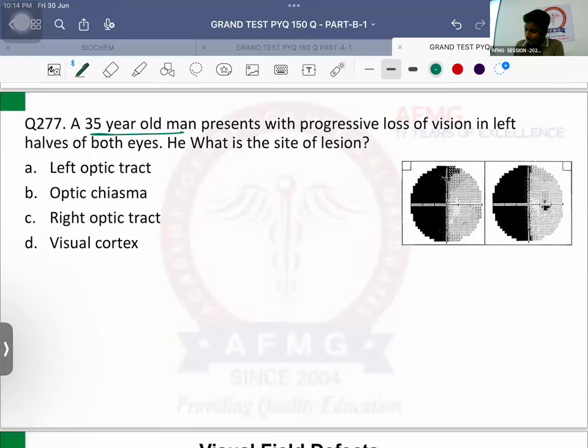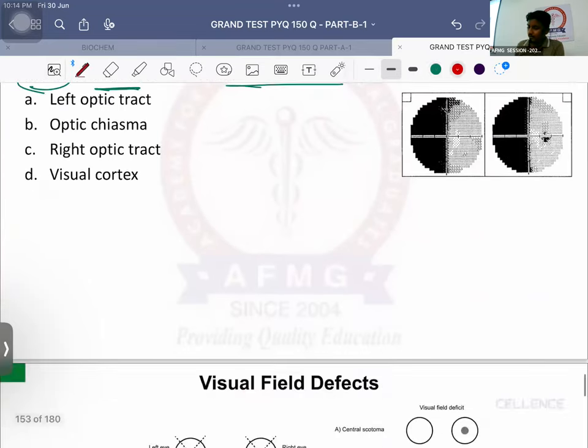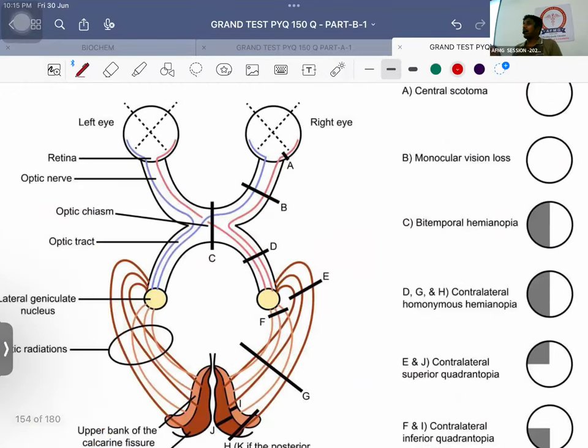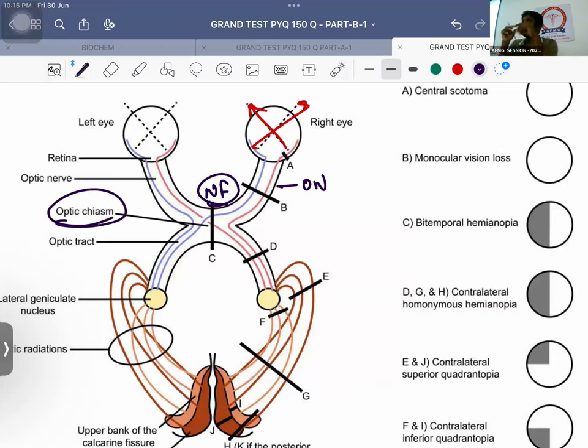277. A 35-year-old man presents with progressive loss of vision in left halves of both the eyes. What is the site of lesion? All of you are quite aware that nasal fibers are responsible for temporal vision and temporal fibers are responsible for nasal vision. These two fibers come together and form the optic nerve. Then crossing occurs. Only nasal fibers will cross at the level of optic chiasma.